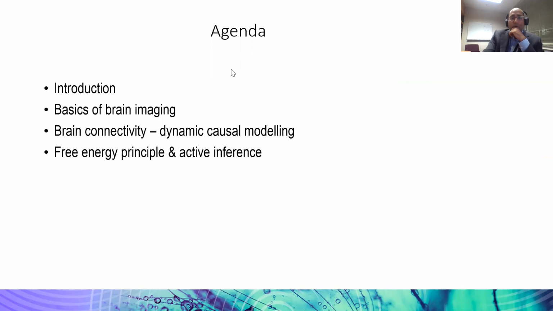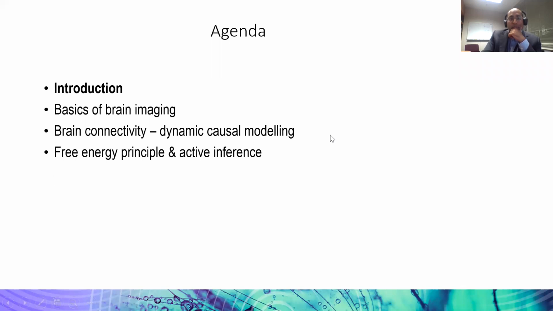I will give a bit of an introduction to the system, which is the brain, initially. Then I'll talk about the basics of brain imaging, how one can measure brain signals. Then I will give one concrete example of dynamic causal modeling. And then I will try to give a very quick introduction to active inference and the free energy principle towards the end. Let's see how far we can go. Okay, so let's go into more details.